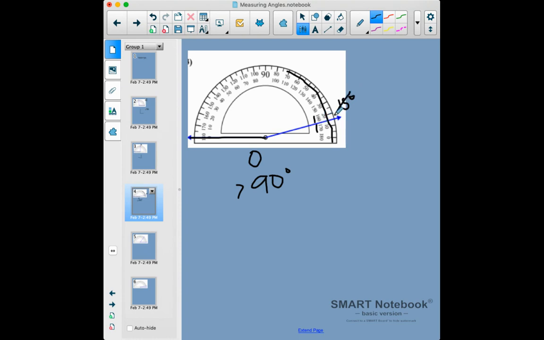So this would not be a little tiny 15-degree angle. It would be a 165-degree angle. So it helps if you determine if the angle is obtuse or acute first. That way you don't make that mistake of choosing 15.